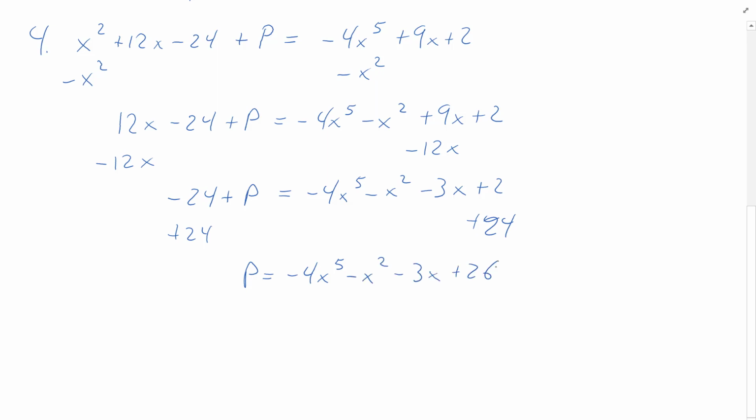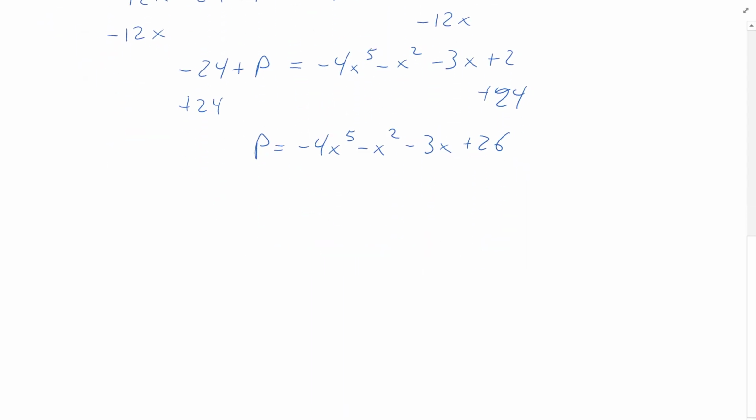3x plus 26. And if you add the original polynomial, x squared plus 12x minus 24, to your answer, you should end up with the polynomial we see on the right, negative 4x to the 5th plus 9x plus 2. I'll show you a slightly quicker way to deal with these in the last one.